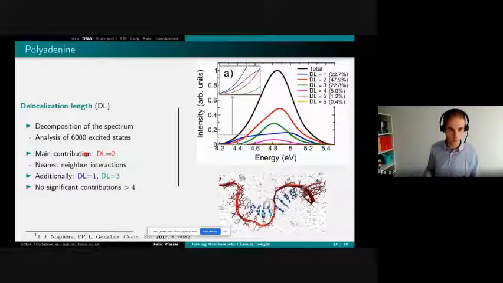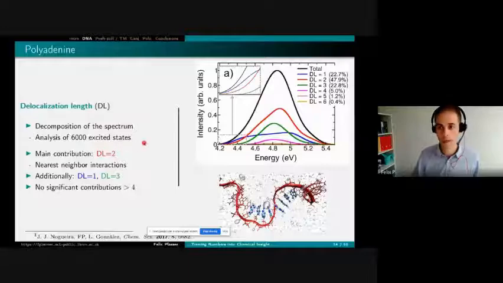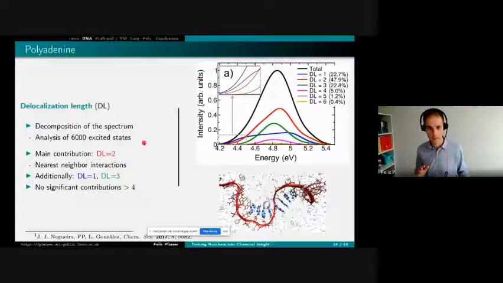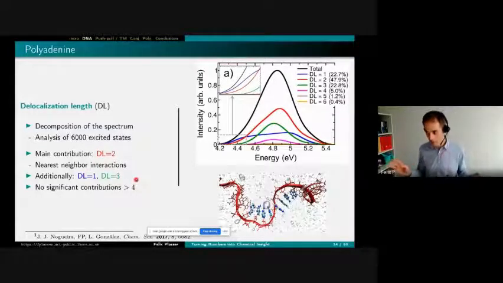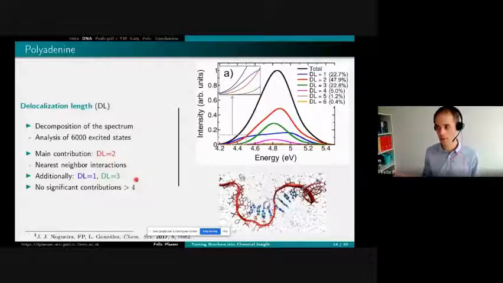So now what we do is we take our sample of 6,000 excited states that I talked about before, and we just divide into these different contributions. So for each excited state, we compute the delocalization measure, and then we divide into different bins. So is it about 1? Is it about 2? Is it about 3? And then we plot the absorption spectra for those individual contributions.